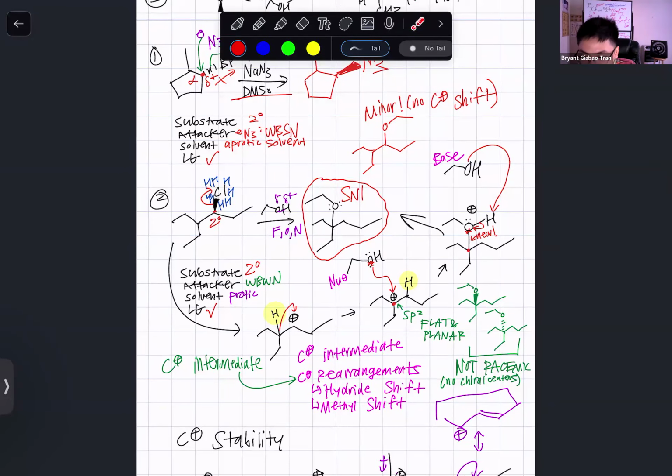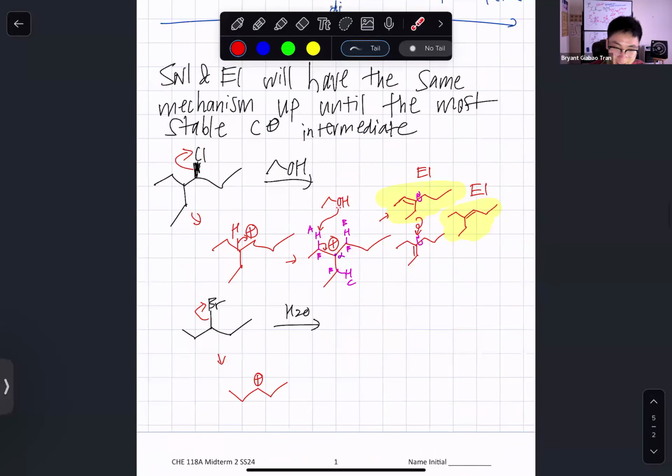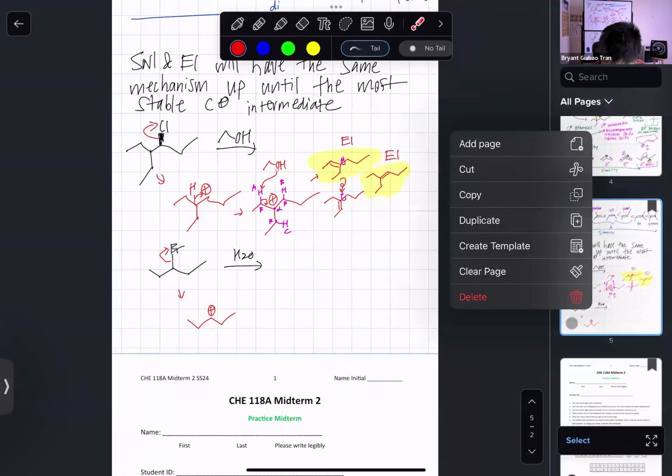How about figuring out which side of the bond? Does it affect if it's cis or trans? Yeah, that's a good question actually, because it could have cis and trans products. Let me give you an example of that here.